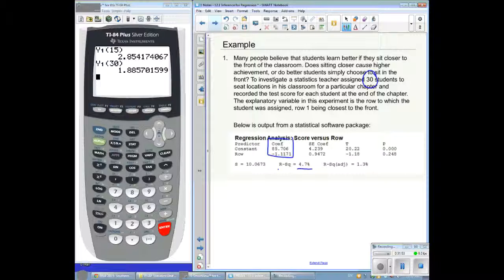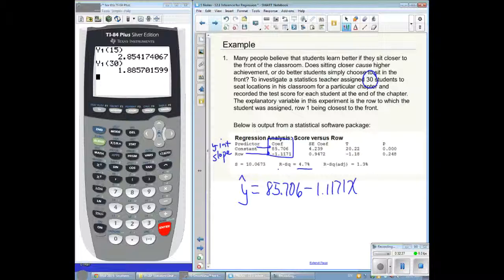The slope is the bottom one. The one that is next to constant, if you think about it, your y-intercept is the constant. The row, that's our x variable. So the number that's next to that would be the coefficient of x. So this is our slope. And so if I wanted to write the regression equation, I'm going to say that y hat, don't forget to put a hat on it, is going to be equal to 85.706 minus 1.1171 times x.